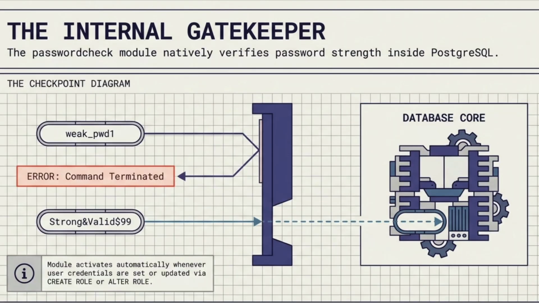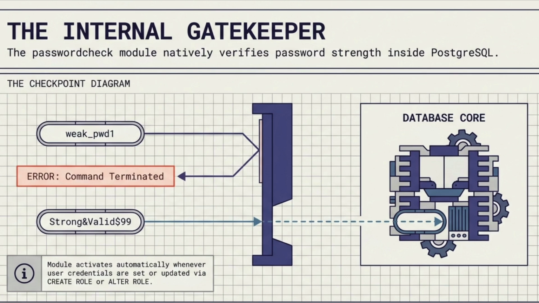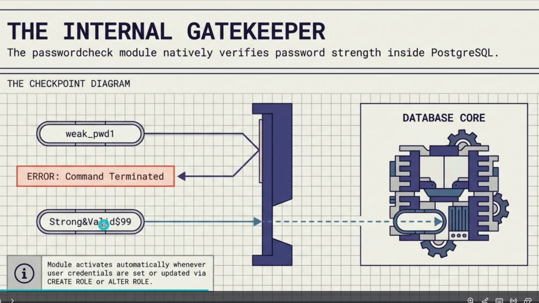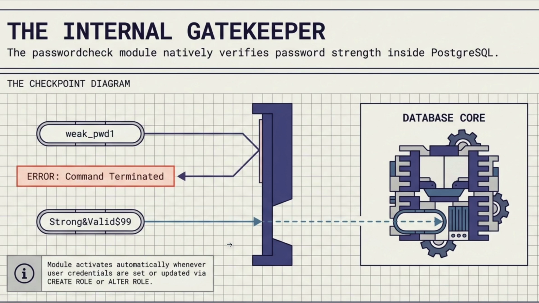The internal gatekeeper we are going to discuss is the passwordcheck module. So what exactly will it do? When a user tries to use a weak password, as I mentioned, like 123 or 12345, it is automatically rejected. It expects the user to use a combination with a symbol like @ and numbers. This module activates automatically whenever user credentials are set or updated via CREATE ROLE or ALTER ROLE. Every time someone tries to execute a CREATE or ALTER ROLE, it inspects the password and throws an error saying the password is too weak.